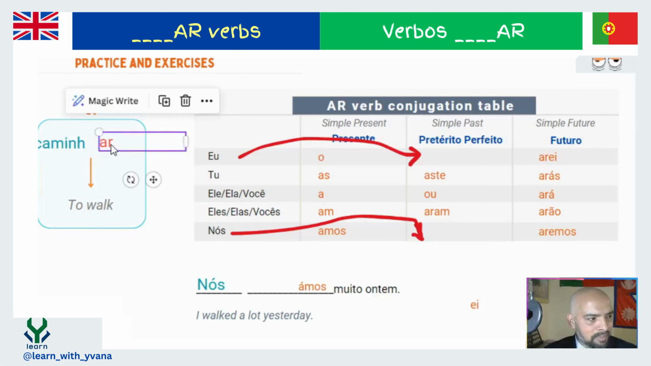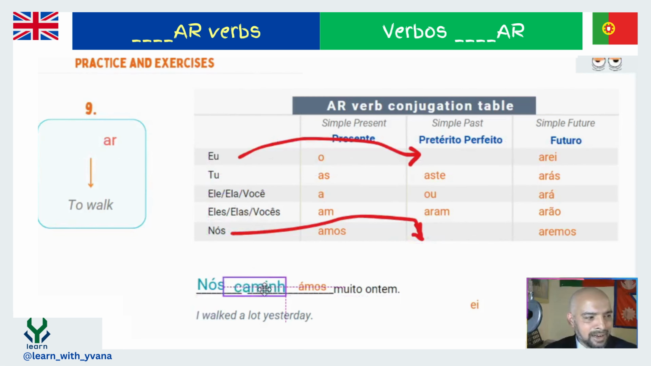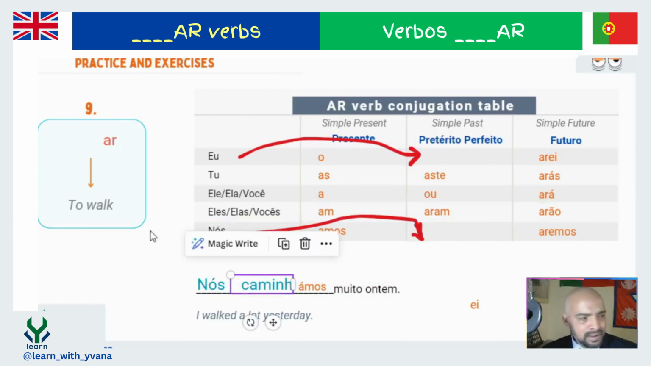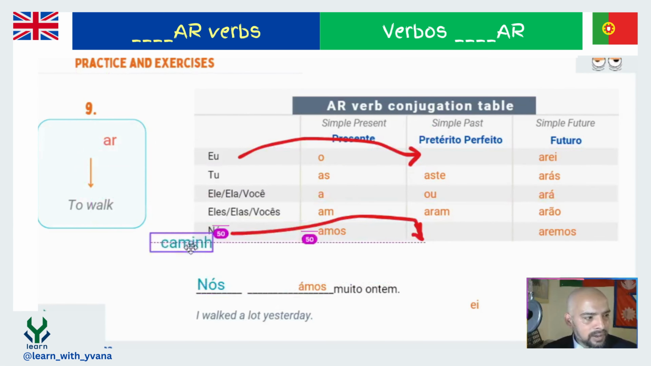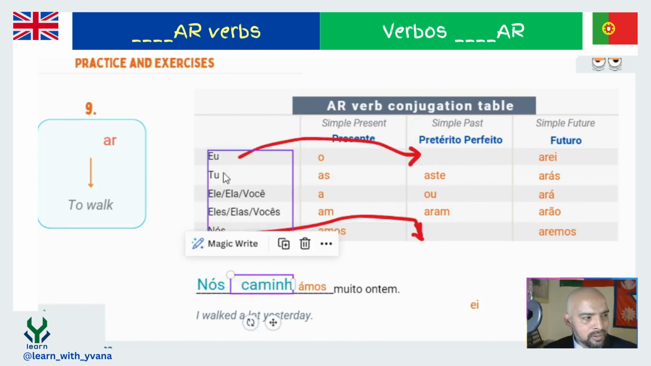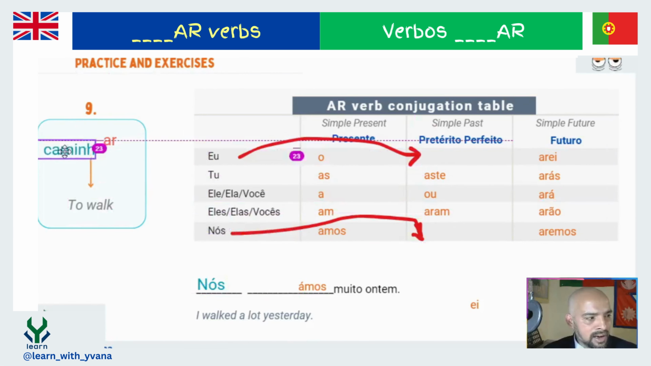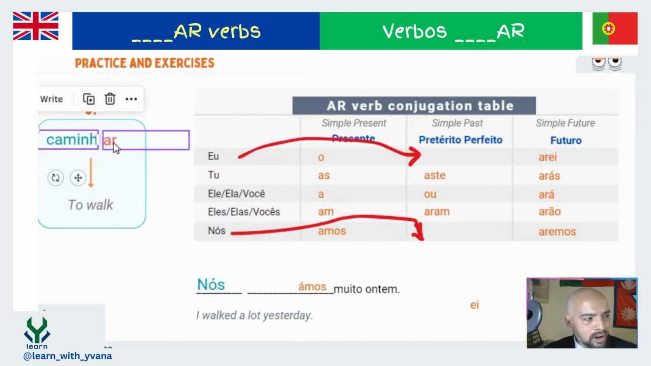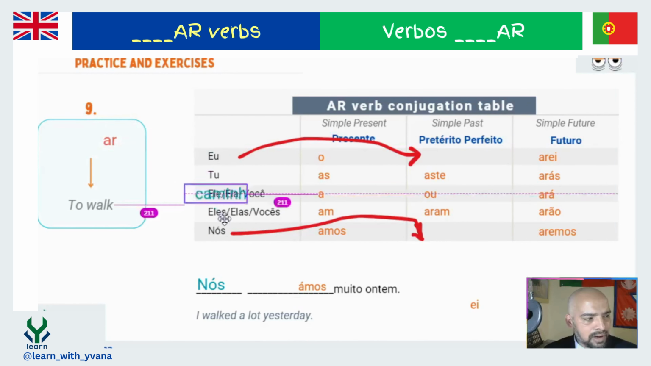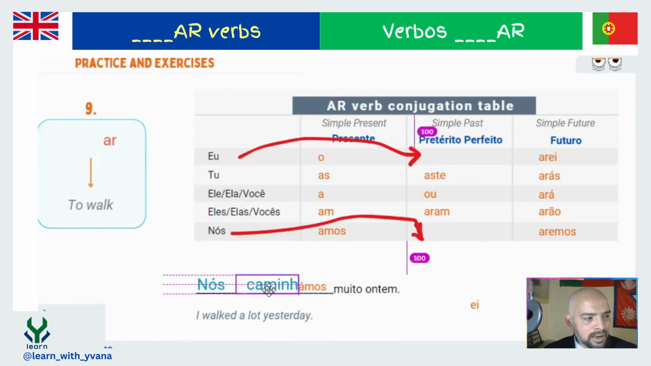Only this AR part changes. That's why we separate it from here, so that it is easy for us to understand. You got it? Because we have to change the form. If we say nós caminhamos, eu caminho, tu caminhas, whatever we change, this back part doesn't change. Only this part changes. So for easy understanding, we remove it.